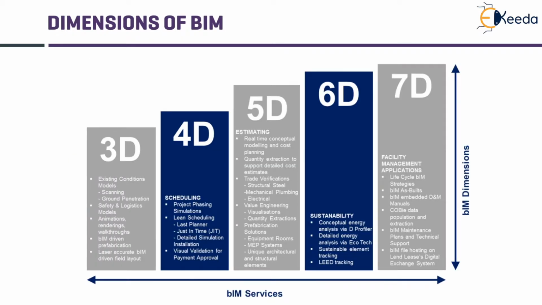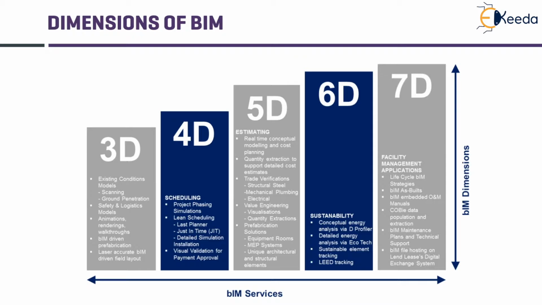Each of the BIM dimensions are explained more in detail in this slide. 3D models show existing condition and can be made by using scannings, ground penetration, can give us animations, walkthroughs, and help in BIM driven prefabrication. 4D models help in project phase simulation, lean scheduling techniques like last planner, just in time, and give a visual validation for the project progress.